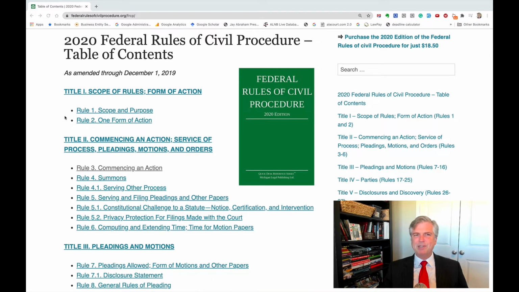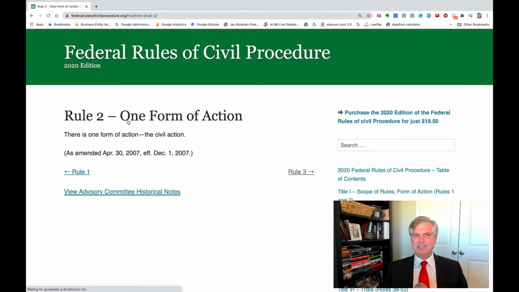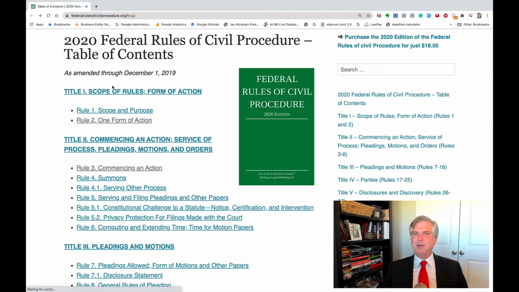So we have this first section, which is the scope of the rules, the form of action. In other words, what do these rules do? And what is the form of action? Let me just click on this as an example. There's one form of action, the civil action. Now, before these rules, there were all different types of things, sort of complicated names, but for civil lawsuits, we have a civil action, same thing.